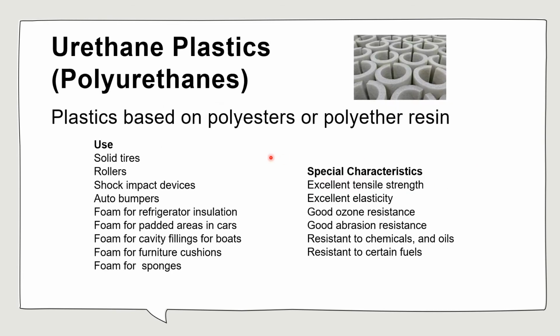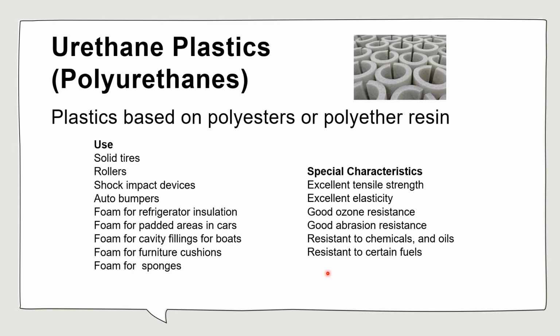Alright, next group, urethane plastics, chemical term polyurethanes. These are plastics based on polyesters. We also call them polyether resin, and some people just call them resin.